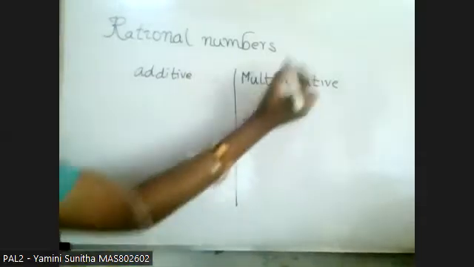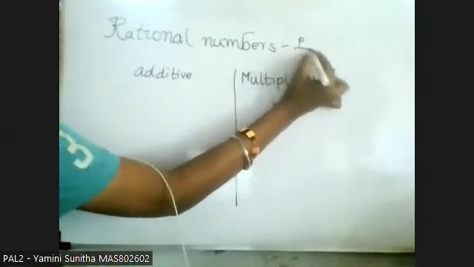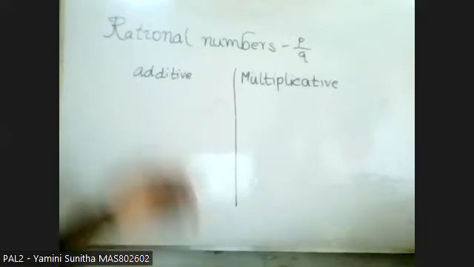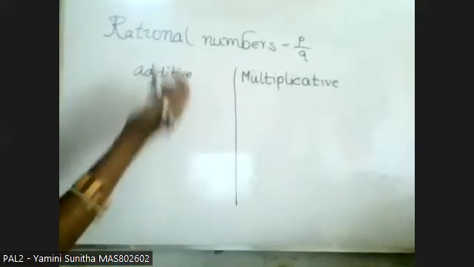Rational numbers are denoted in the form p by q, such that p and q belong to integers and natural numbers, and q should not be equal to 0. In the last class, we stopped after the commutative, associative, distributive, and closure properties. Today we'll start with the role of 0 and the role of 1.